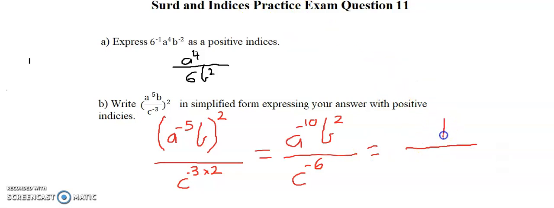So I've got b to the power of 2, that's positive on top, and I just need to flip the others around. So to make a positive, it goes onto the bottom, a to the power of 10. And to make c positive, it goes onto the top, c to the power of 6. So the answer is c to the power of 6, b to the power of 2 divided by a to the power of 10.